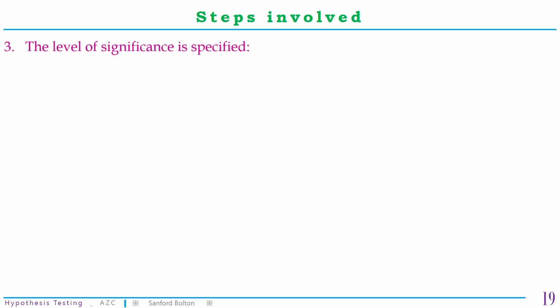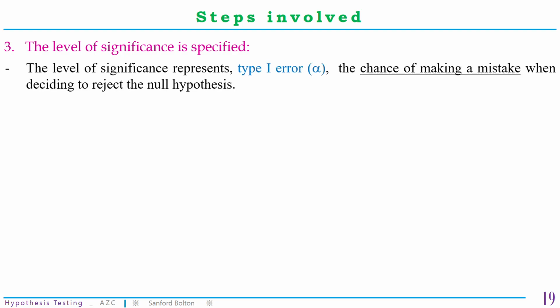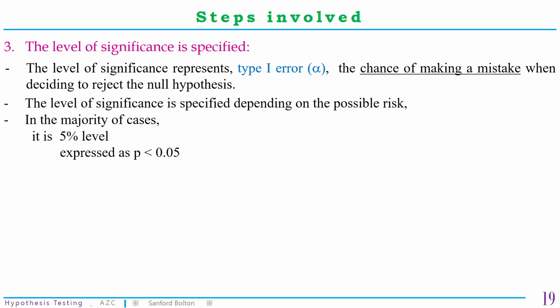The level of significance is specified. The level of significance represents type 1 error, that is, the chance of making a mistake when deciding to reject the null hypothesis. The level of significance is specified depending on the possible risk. In the majority of cases, it is the 5% level, expressed as p is less than 0.05.